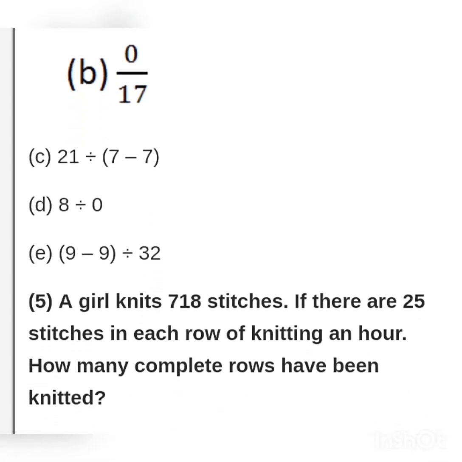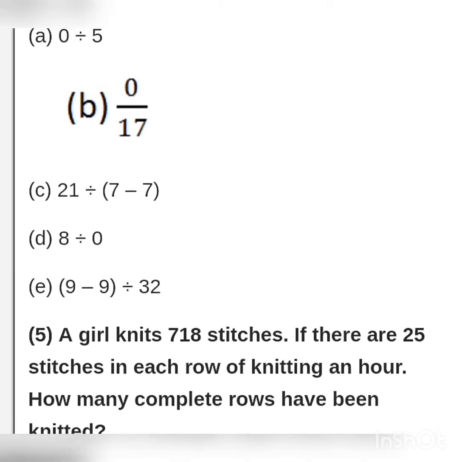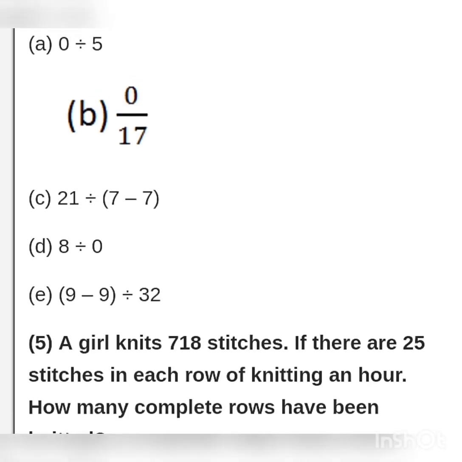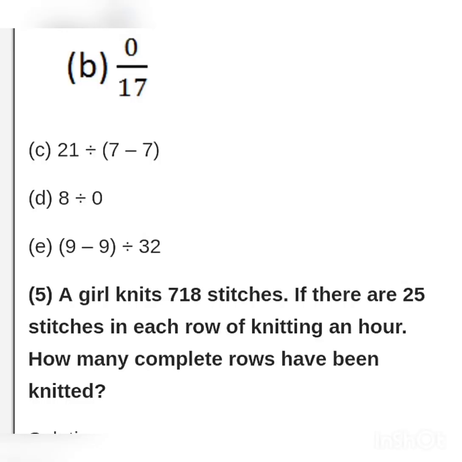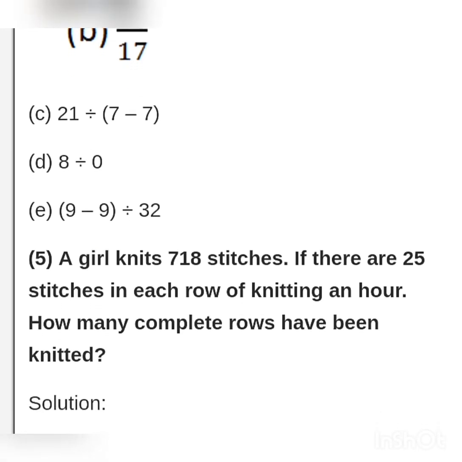So first of all, 0 divided by 5. So what is the answer? Look here. How can we solve this question? Tell which of the following are meaningless operations. So how to find a meaningless operation? Look here. One is 0 upon 17. 21 divided by 7. So which is the meaningless one here? The meaningless one is 0 upon 17. Otherwise, all the others, look here, are a divide. Okay.